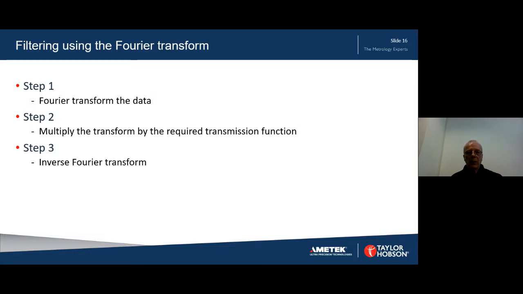Filtering in the frequency domain is a 3-step process that's very easy to describe. Step 1, Fourier transform the data. Step 2, multiply by the filter transmission function. Step 3, take the inverse Fourier transform.